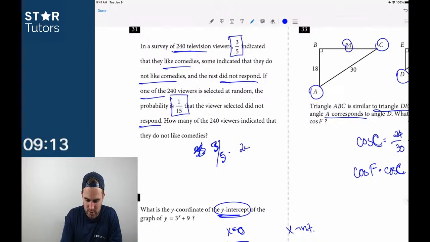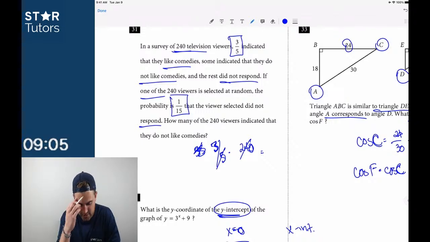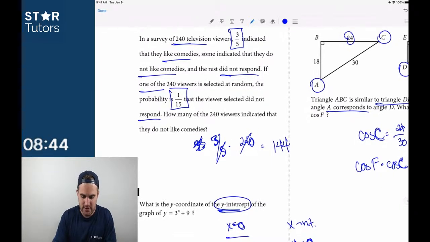Times 240. It's going to be 3 times 80. That's going to be reduced, right? Now am I just confusing myself again? That's 24. That's 48, right? 48 times 3 is... I have a calculator, right? Why am I doing this? 0.6 times 240. 144. So 144 said they liked comedies.